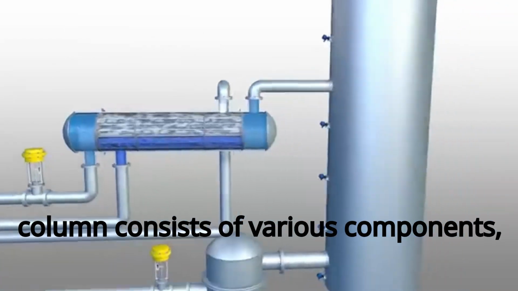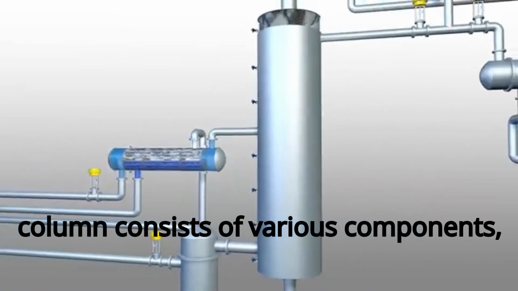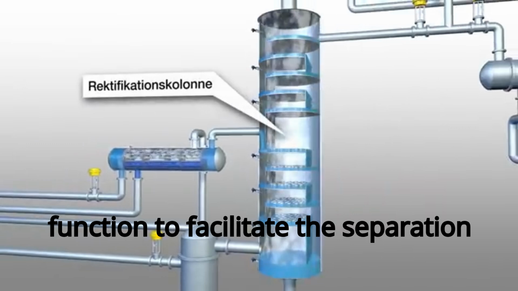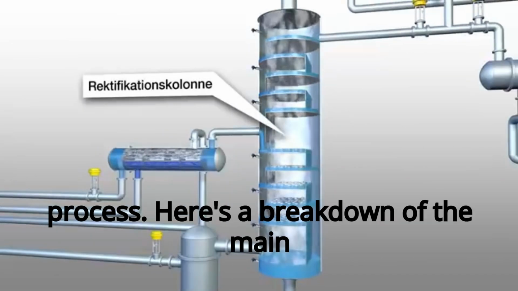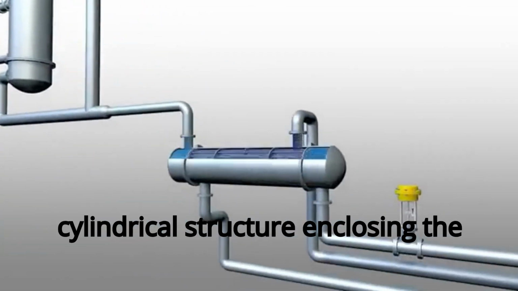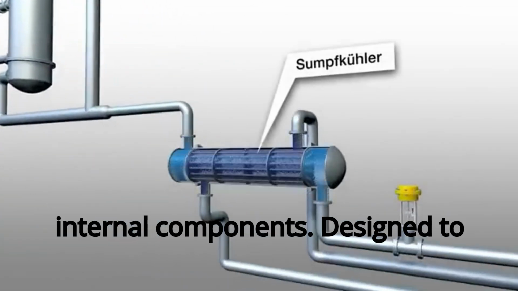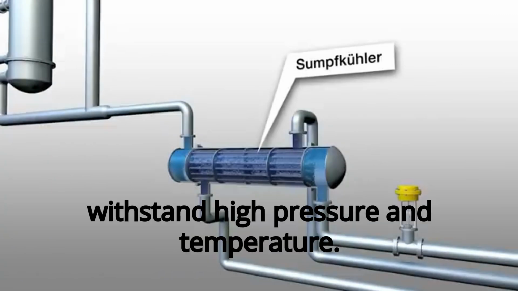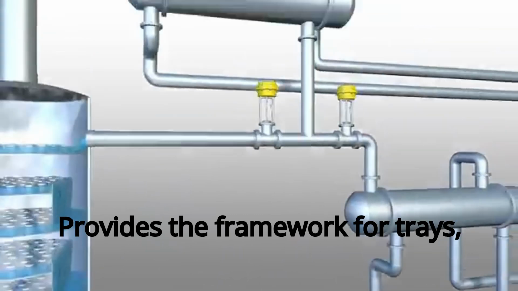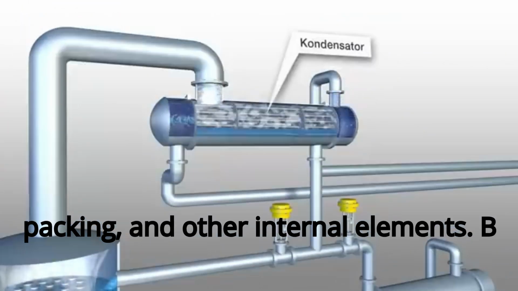The distillation column consists of various components, each designed to perform a specific function to facilitate the separation process. Here's a breakdown of the main parts. A. Column shell: the cylindrical structure enclosing the internal components, designed to withstand high pressure and temperature, provides the framework for trays, packing, and other internal elements.